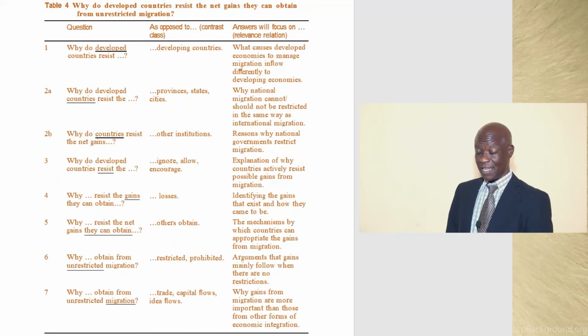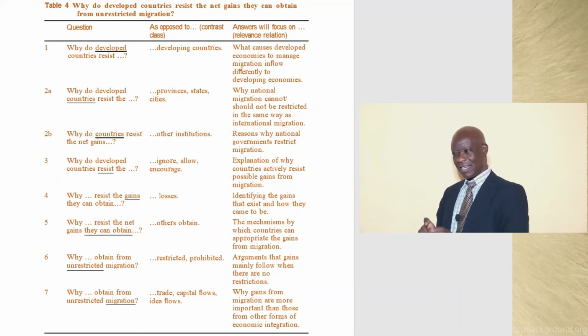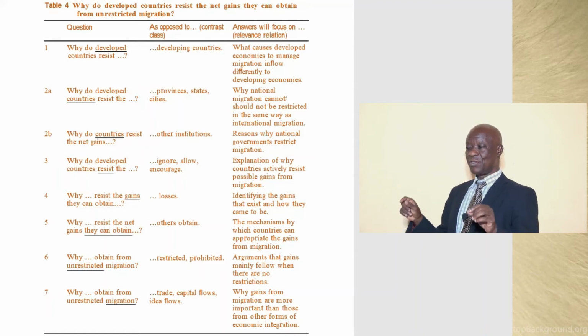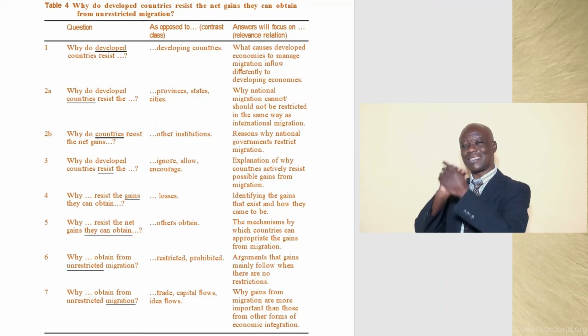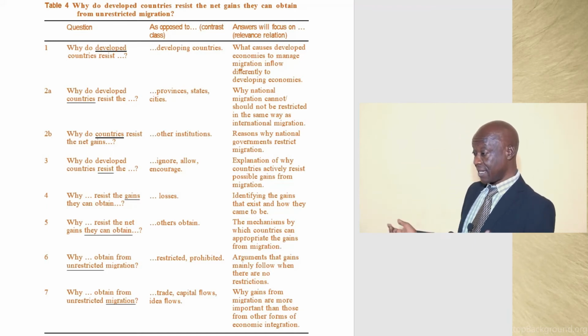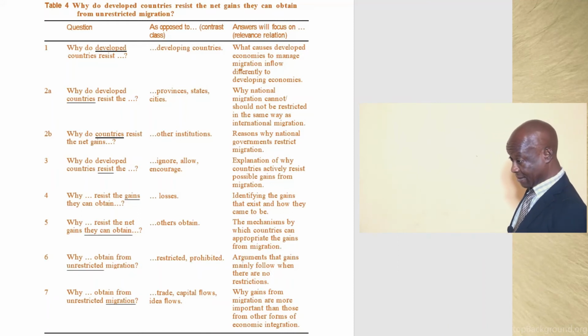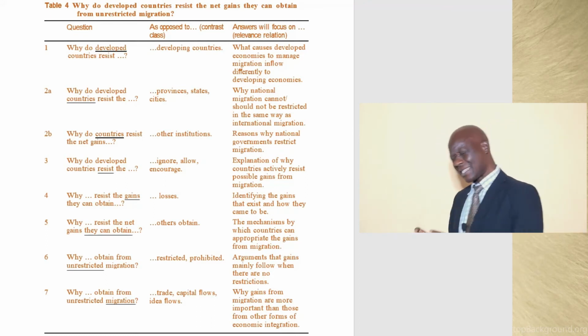In question number four, we change the emphasis and we deal with the word gains. We have underlined gains. Why do those countries actually resist the gains? So what they are resisting now is not the migration. They are resisting the gains from that migration. So this question has now also changed totally. So the contrast class will be constituted by losses, because if you resist the gains, you lose out to begin with. And therefore the questions that you'll have there in the relevant section, in the last column, will include things like identifying the gains that exist, and of course, how they come to be. So that is on the aspect of gains.